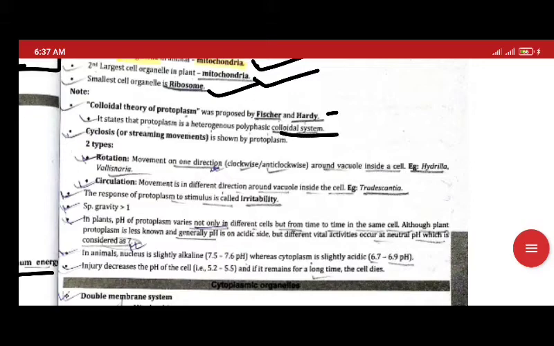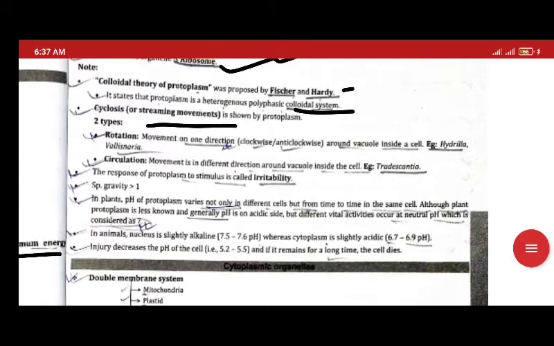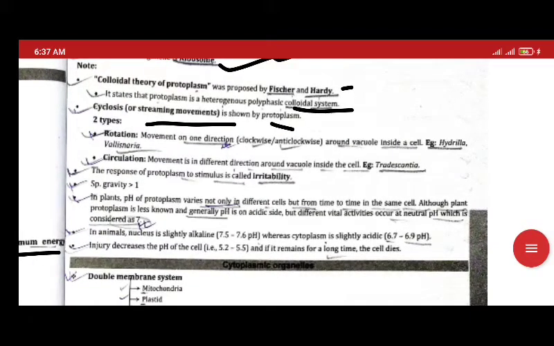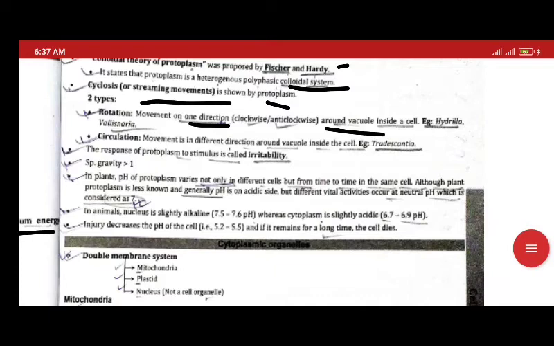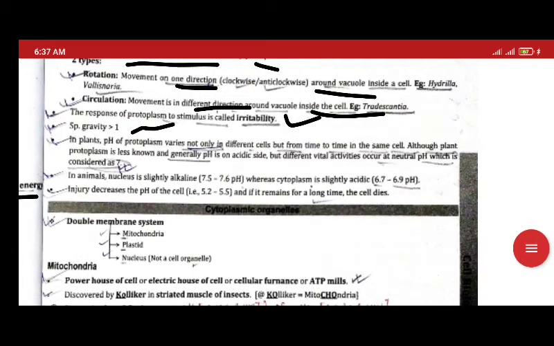They proposed that protoplasm is a colloidal system. Now cyclosis means a streaming movement shown by the protoplast. Rotation is movement in only one direction, clockwise or anti-clockwise, around the vacuole. Circulation is movement in different directions inside the cell, for example in Tradescantia. The response of protoplasm to a stimulus is called irritability. Specific gravity is greater than 1.